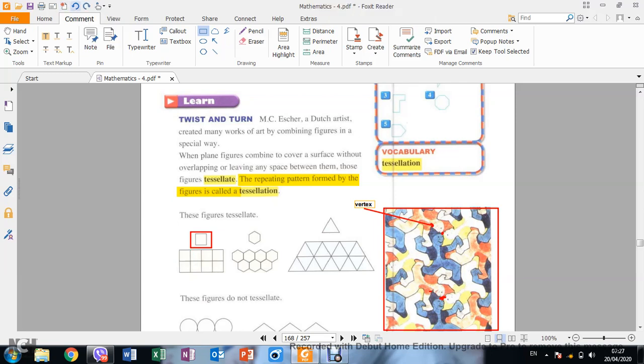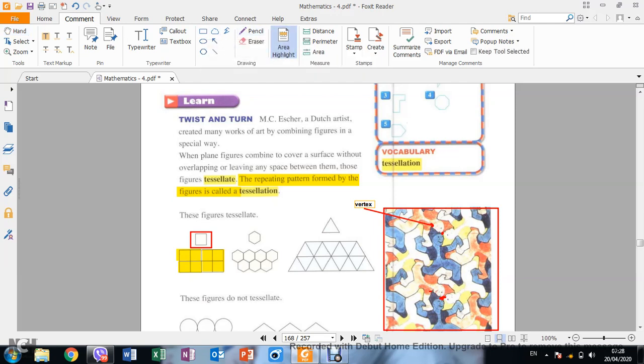Wait a minute, sorry. Look, this rectangle fitted to this one. They haven't any space between them or overlapping together. All the parts are repeated. So this is called what? This is tessellate. Look, all of them, they don't have any space between them. This is called tessellation. So look at the polygons.